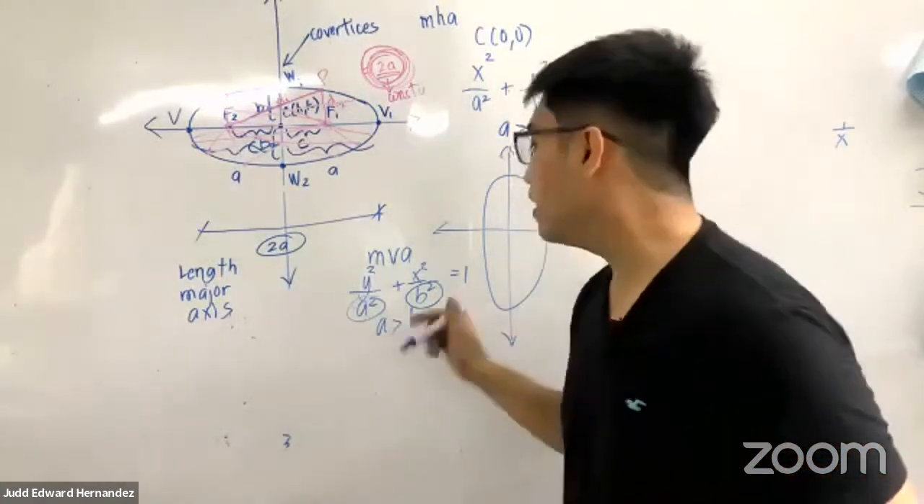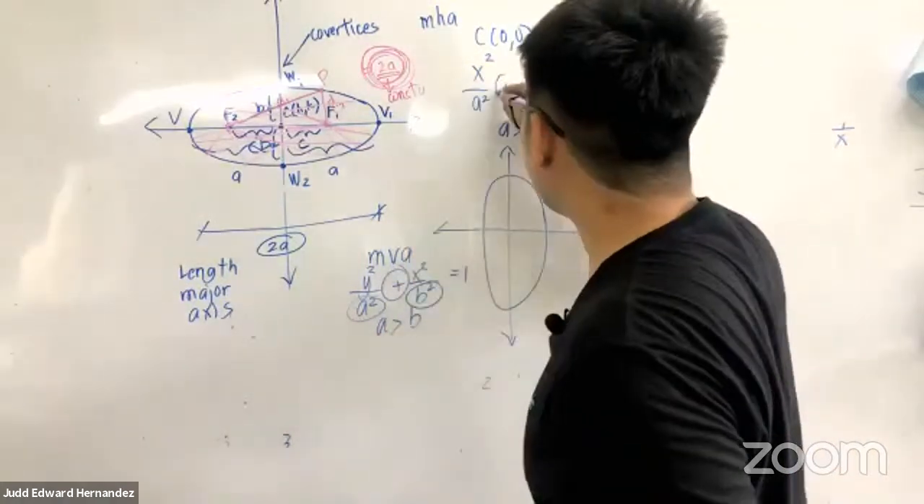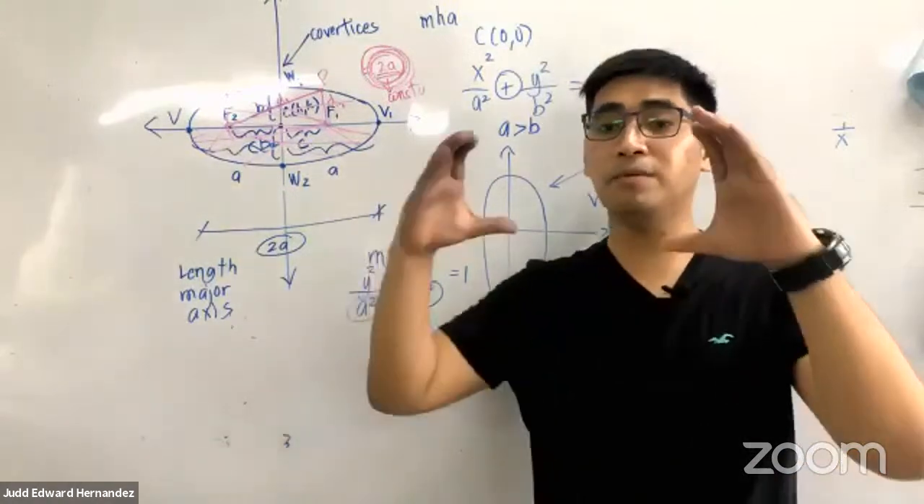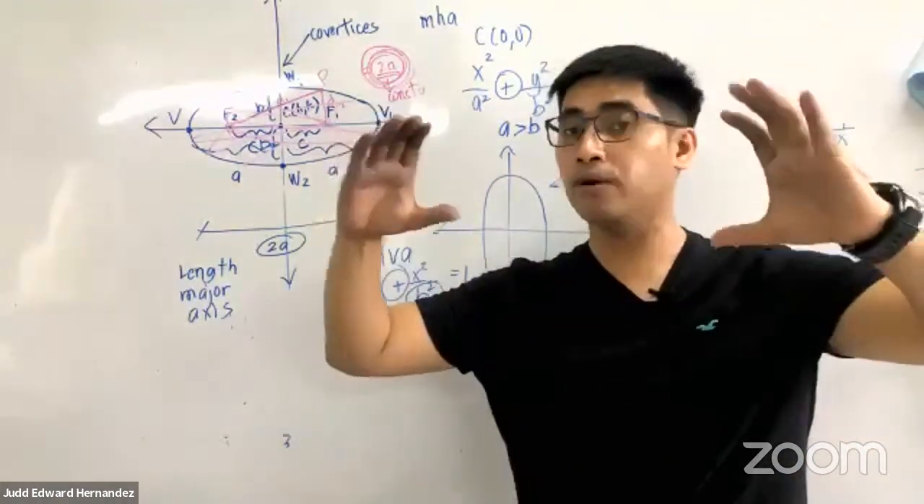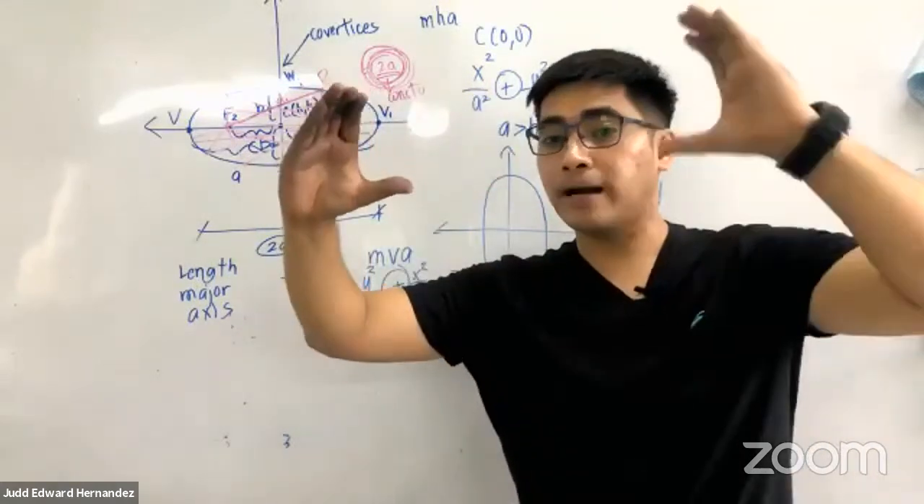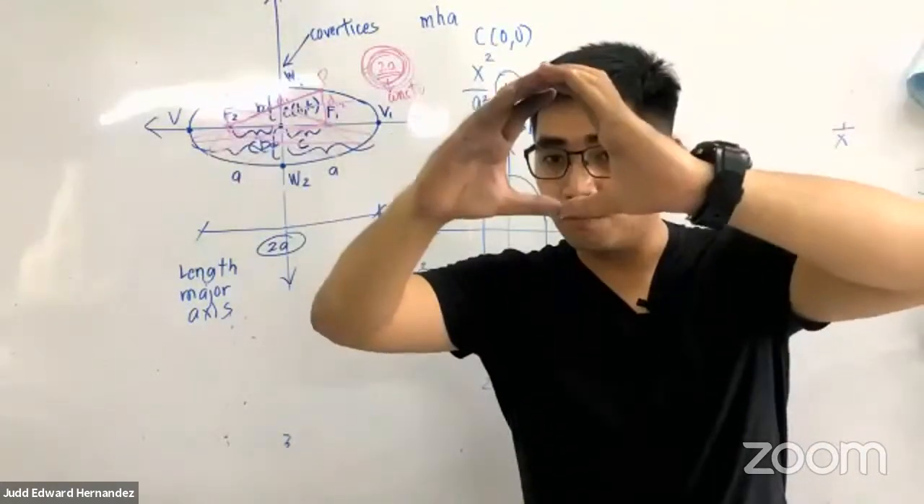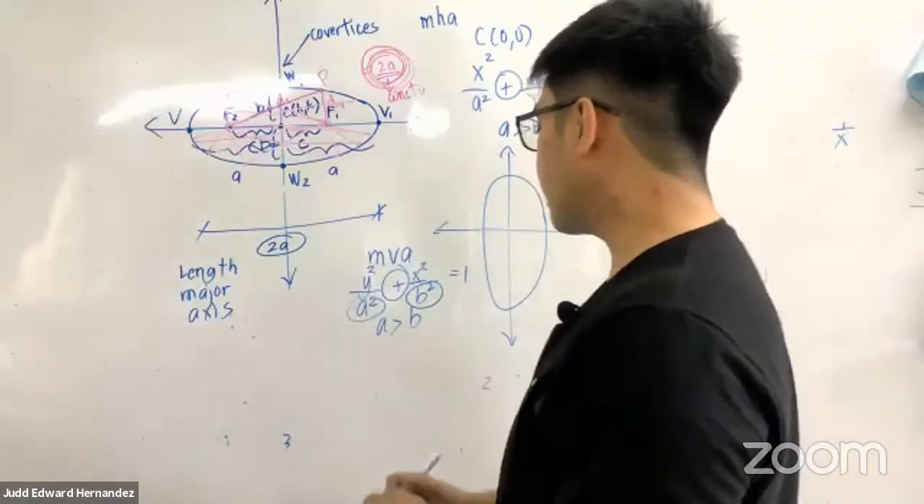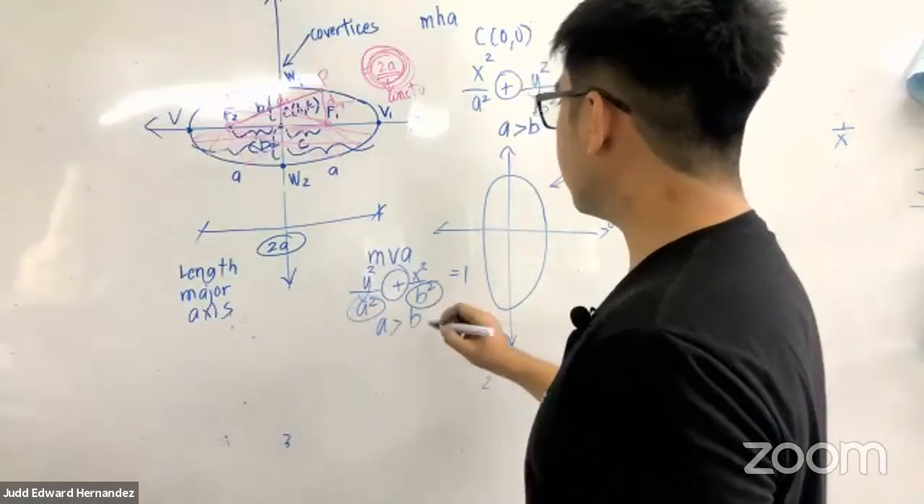And expect that this is positive. Sa ellipse, palaging positive yung nasa gitna, kasi pag sinabi nating ellipse, ibig sabihin nag-add yung dalawang parabola. It is just an illustration. Parang nag-add yung dalawang parabola. Pag nag-add sila, nagsaklob. Okay. So, nakabuo sila ngayon ng ellipse. So, always remember that this is a squared, this is b squared.